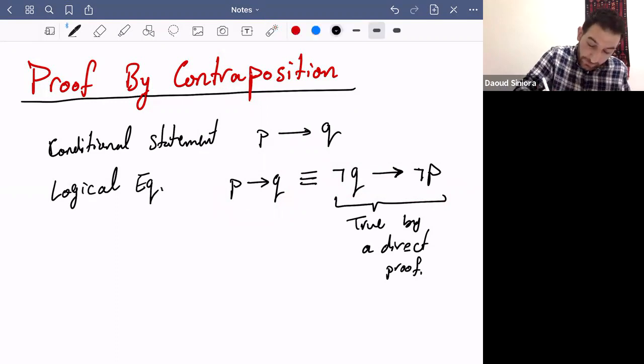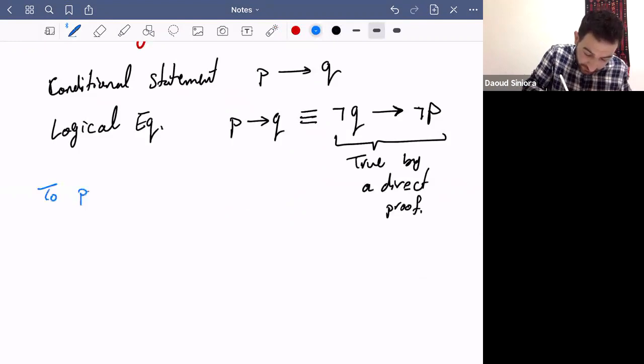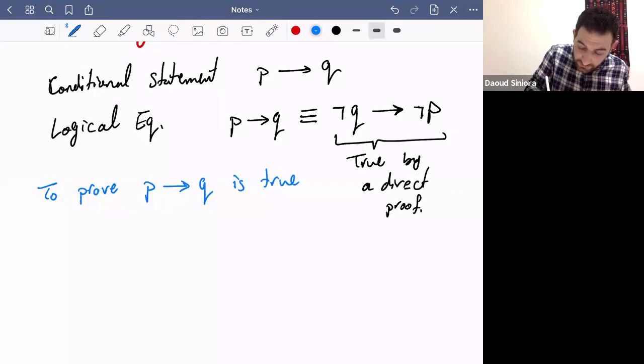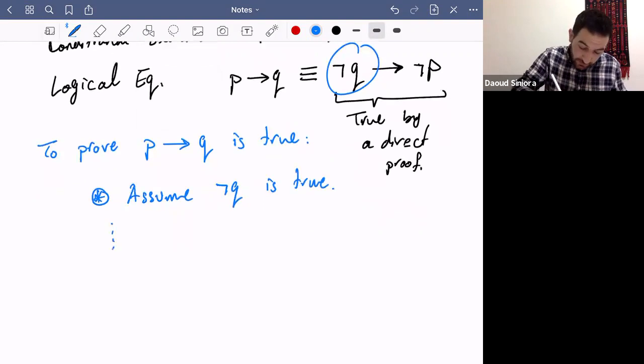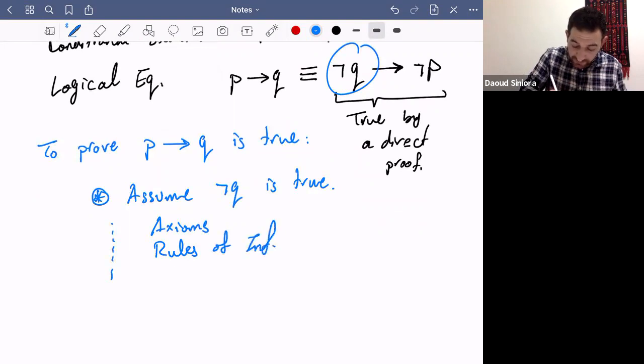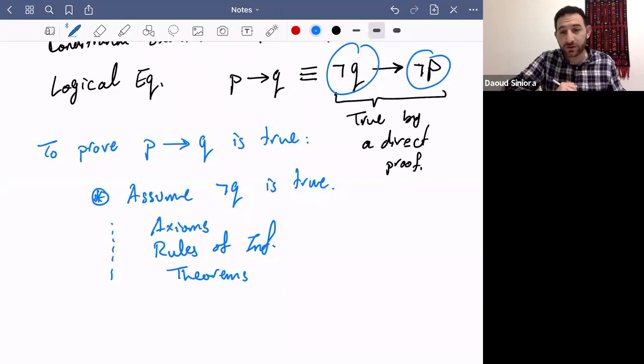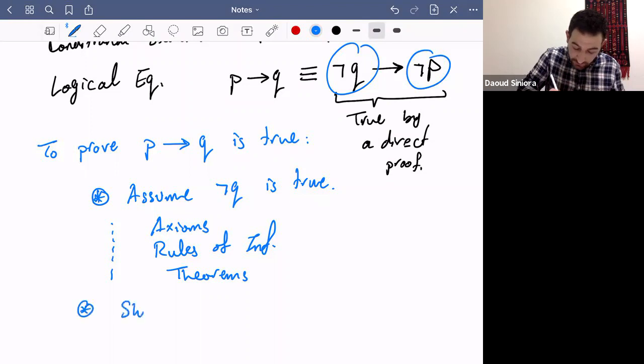So let me sum up. To prove P implies Q is true by contraposition, we do the following. First, we assume not Q is true. And then we do steps here, which use the axioms, the rules of inference, and previous theorems. And finally, we need to get to the conclusion of the contrapositive. So finally, show that not P is true.